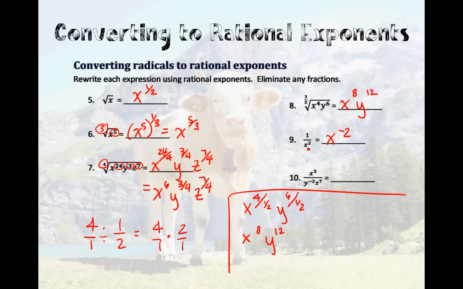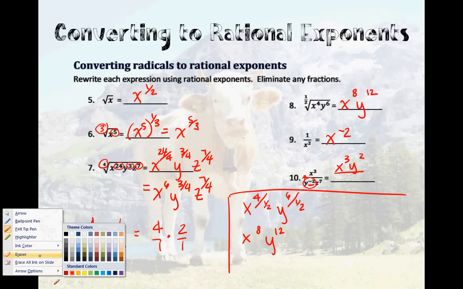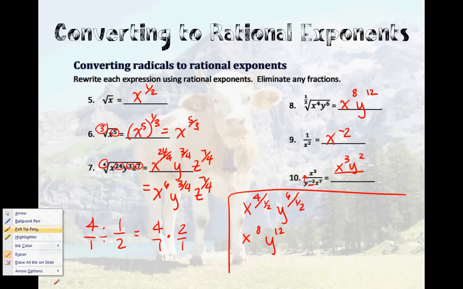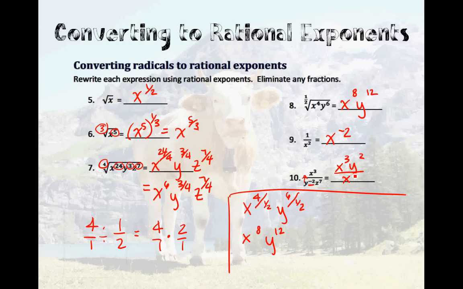Okay, so number 10 is pretty sneaky because I put a negative exponent in the denominator. So I'm going to rewrite this, and I'm going to say x cubed, and then this would be y squared. So this guy could go on top and become positive, and then it's over x to the 7th, but it says eliminate any fractions.